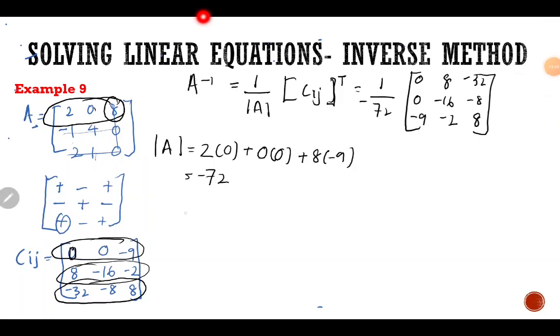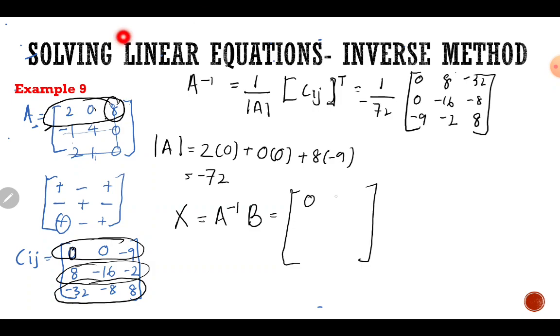Untuk dapat X, kan, X is equals to A inverse darab dengan B, right? So maksudnya kat sini you boleh darab masuk terus lah. Kalau nak darab masuk terus negative 1 over negative 72 ni inside also can. So 0 bagi dengan negative 72 0. And 8 bagi dengan negative 72 is negative 1/9.